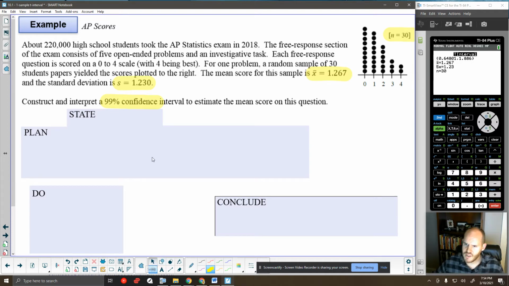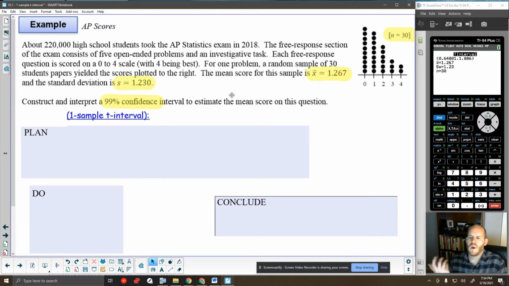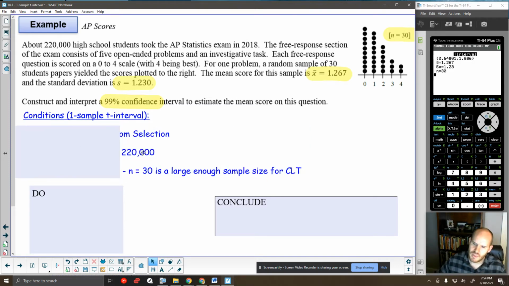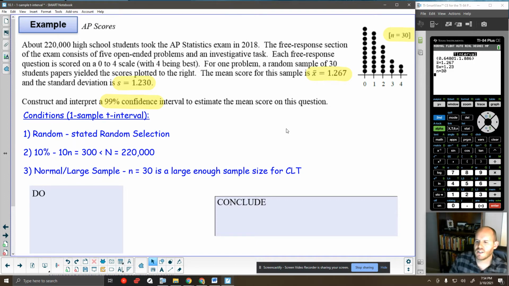And the first thing I'm going to do, since my goal is to estimate the mean or average score, is state that I am going to use a one sample t interval. That's going to give me my mean. I do have to meet the conditions for inference before I can do that. So in planning it out, I'm going to check the 3 conditions.